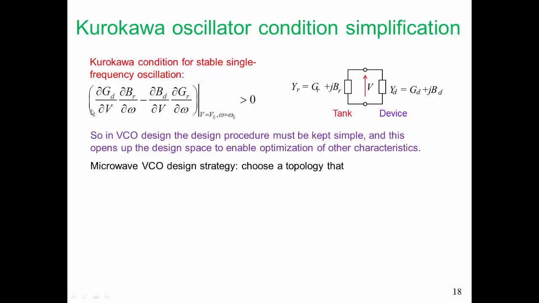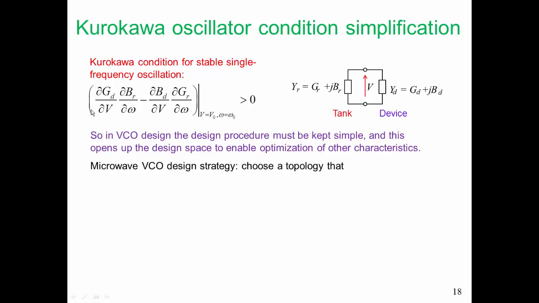So we have to keep our design procedure simple, and this opens up the design space to enable optimization of other characteristics. Now it turns out that our experience is that if we simplify the Kurokawa oscillation condition, we're actually not giving up much in performance. By simplifying the Kurokawa oscillation condition, we have to make some changes to our circuit, but those changes do not seem to compromise performance much.